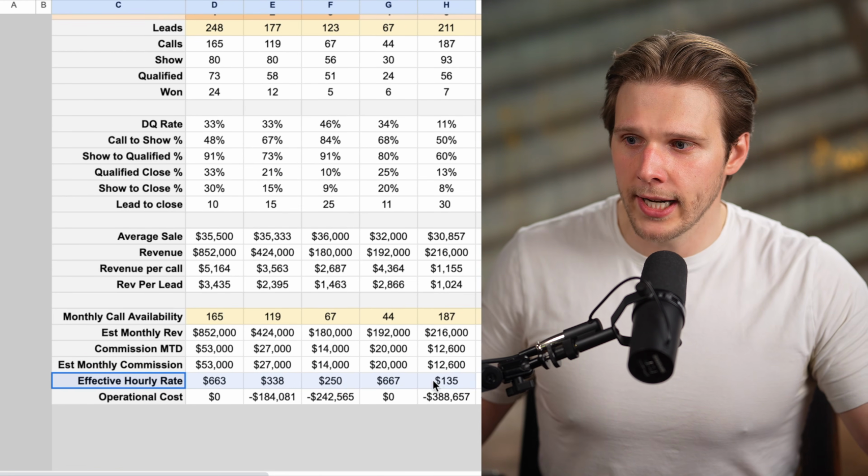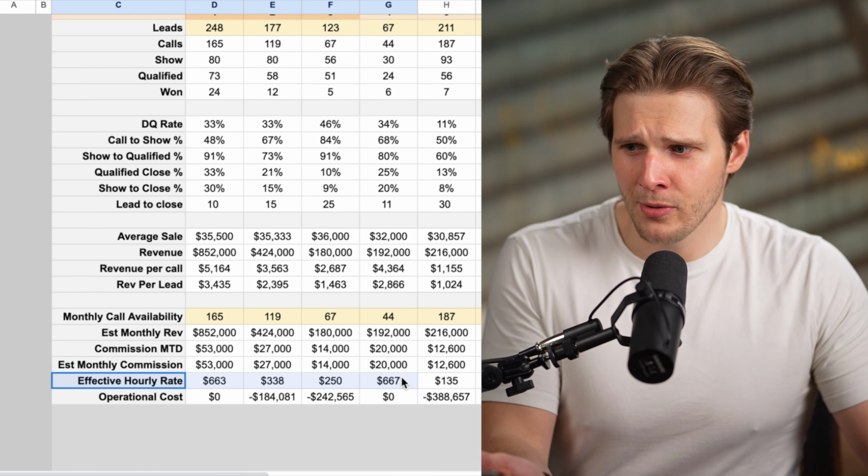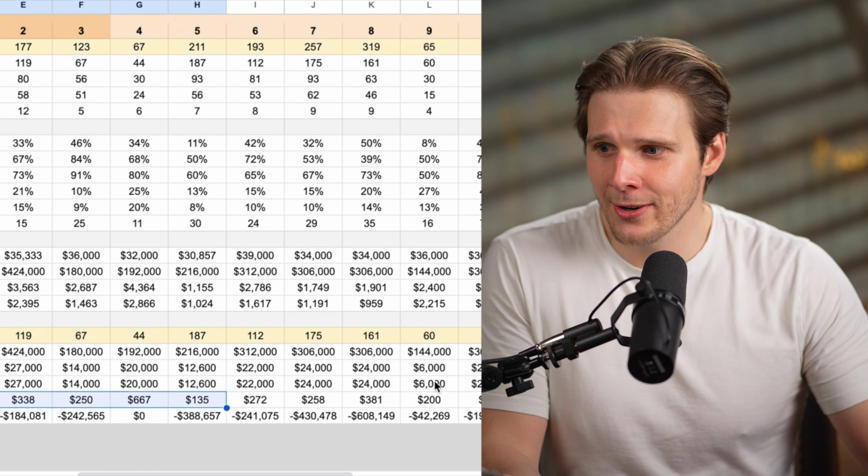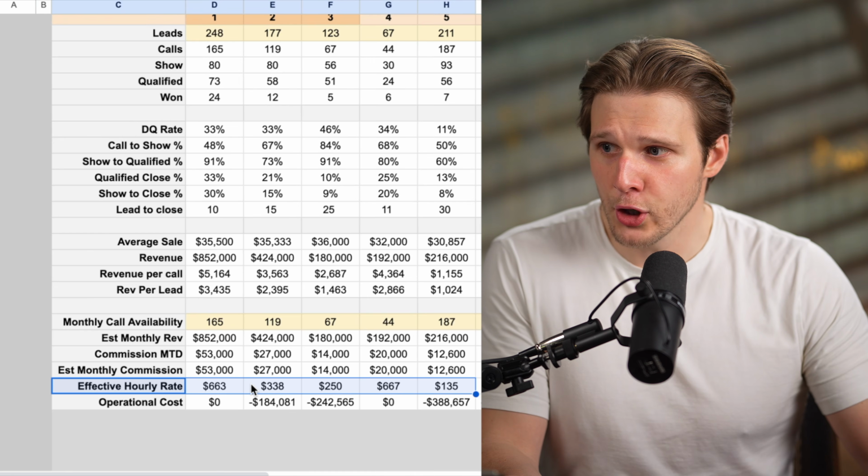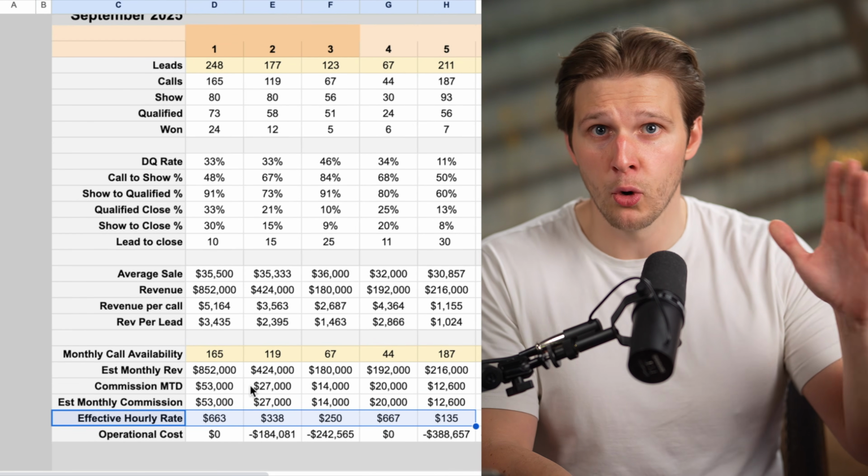Next is effective hourly rate. And this is largely just a hiring metric. Being able to throw this up on an interview and show what my entire team makes per hour working is incredibly compelling to bring more reps onto my team.